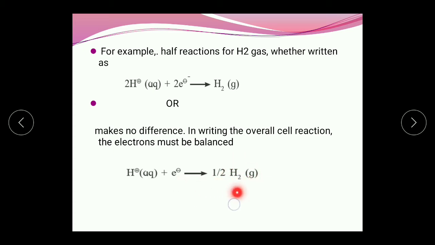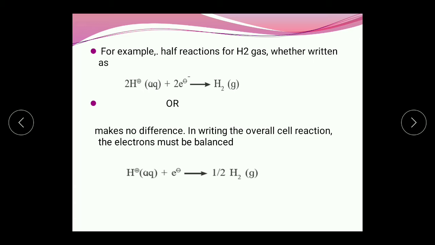Half H2 is 1 hydrogen atom. But to balance this, because a hydrogen atom will not be released, it will be released as hydrogen gas, it is written as half H2. This reaction and this reaction are the same. That means we have multiplied this reaction by 2, so that 2H+ plus 2 electrons gives hydrogen gas. So in writing overall cell reaction, the electrons must be balanced. That is an important condition to write the reactions.